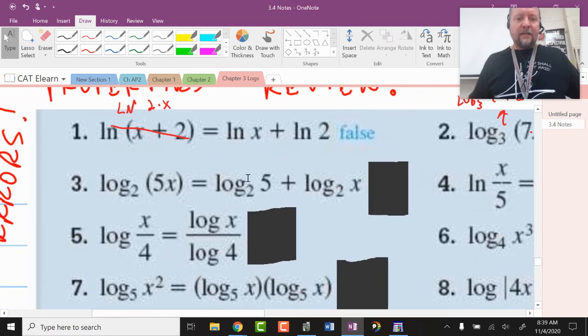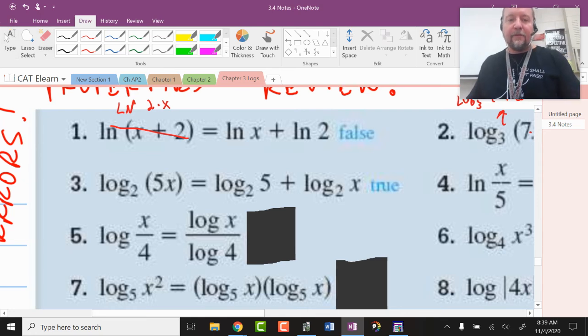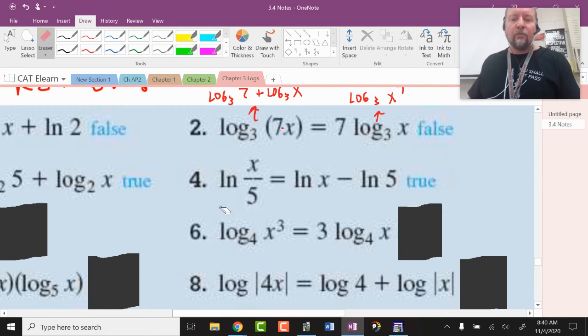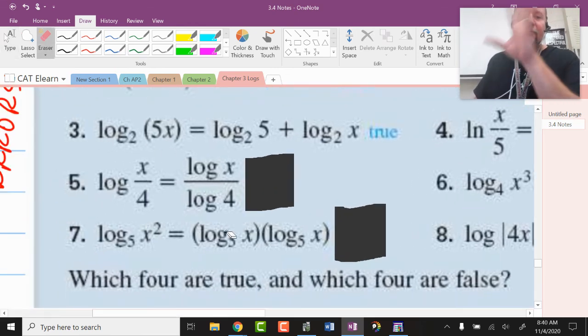Next one. Log base 2 of 5 times x is log base 2 of 5 plus log base 2 of x. True, that is actually the rule. That is the numbers of the same base multiplied together. You add the exponents. All right, I'm using the verbiage of exponents, how they relate to logarithms. True or false? True, that's one of the rules. All right, nothing else to be said about that. Numbers of the same base divided, you subtract the exponents.